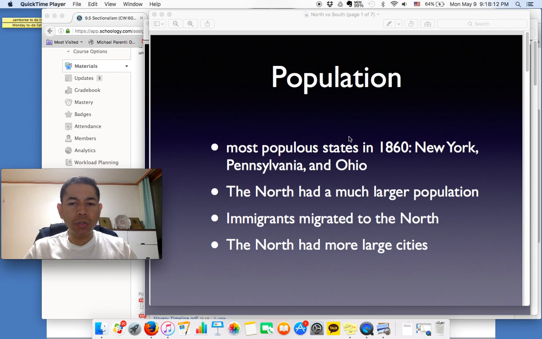Now, not all issues were sectional issues. Some were all over the place. But once slavery started becoming a more and more divisive issue, then the population for sure played a role.